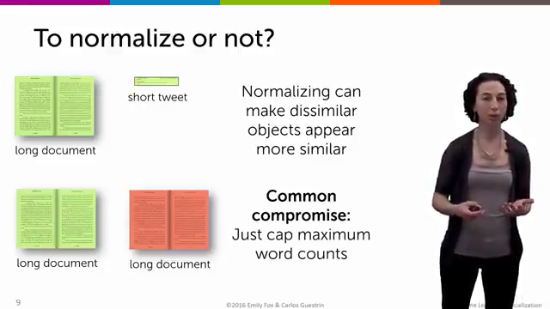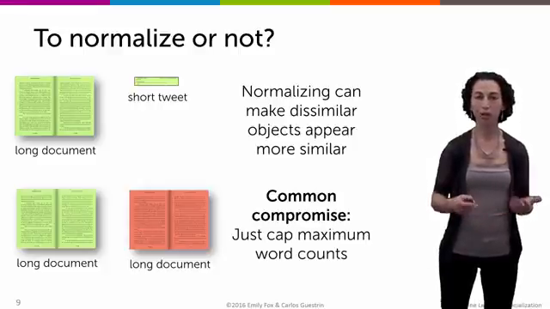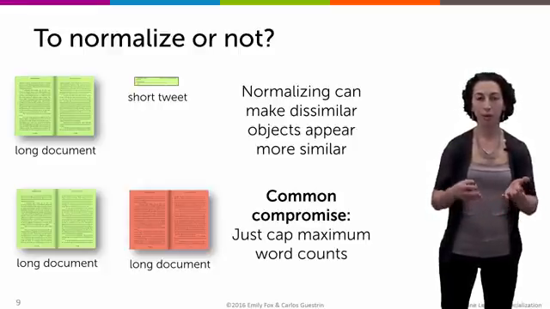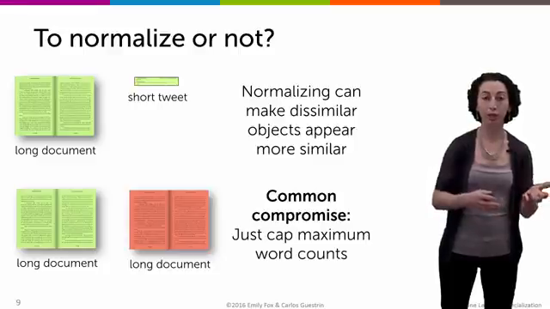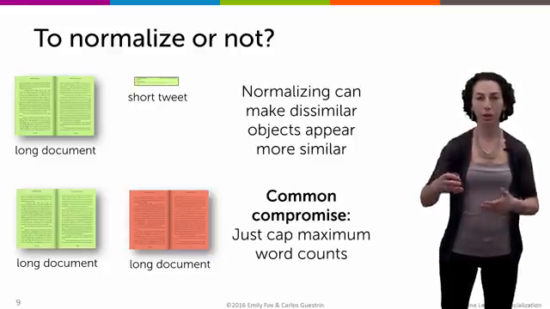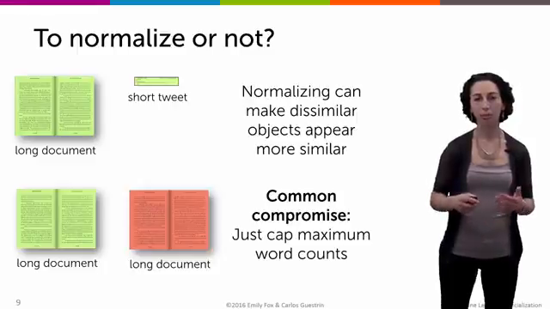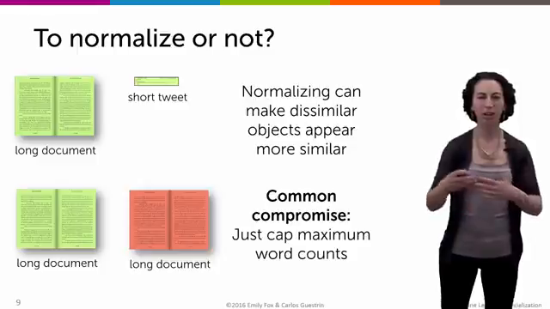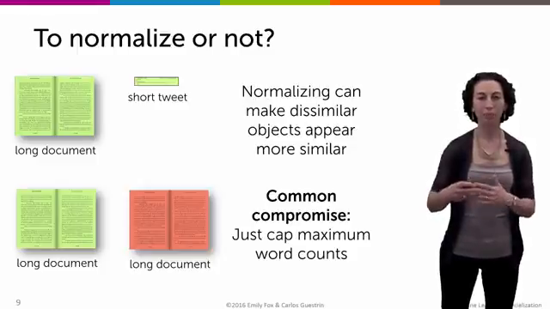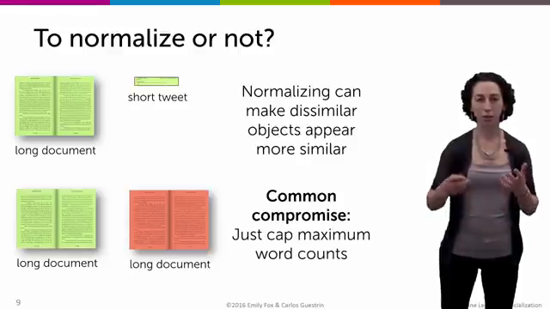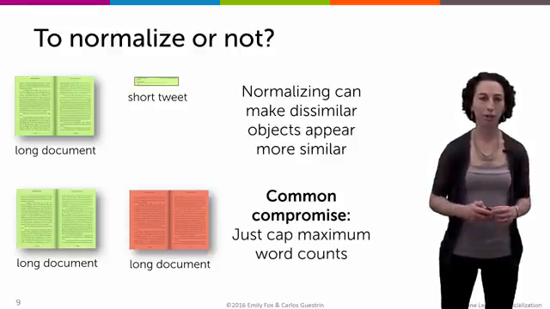But that could also be something that we don't want. And we discussed how, for example, it can make dissimilar objects like a tweet and a very lengthy article very similar, place them on the same ground. So instead, we talked about other ways of thinking about normalization where we're not actually normalizing, we're simply capping the max word count and using that to account for our differences in document lengths.